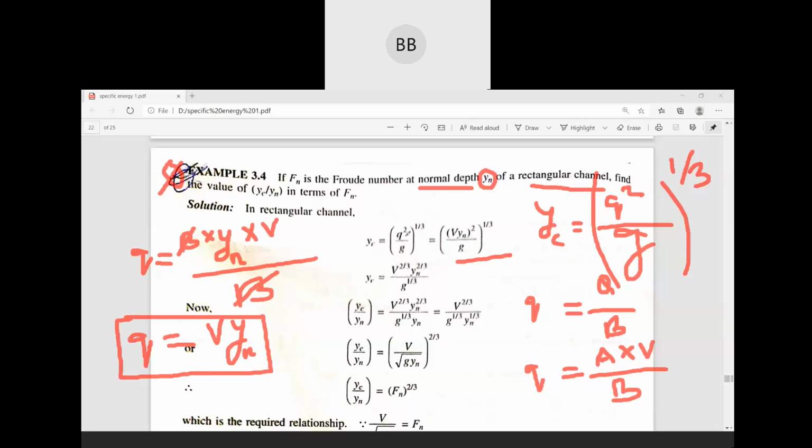So it is small q squared, that is, (V into Yn) whole squared divided by g, to the power 1 by 3. If you further solve, it will be V to the power 2 by 3, Yn to the power 2 by 3, and g to the power 1 by 3.